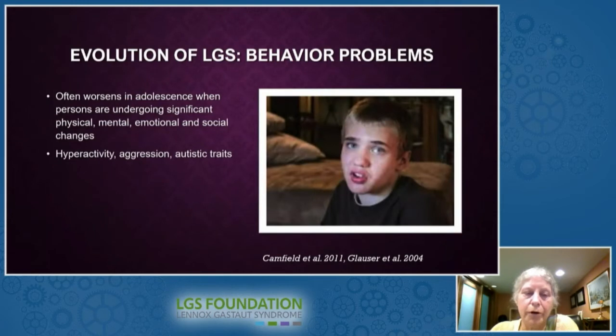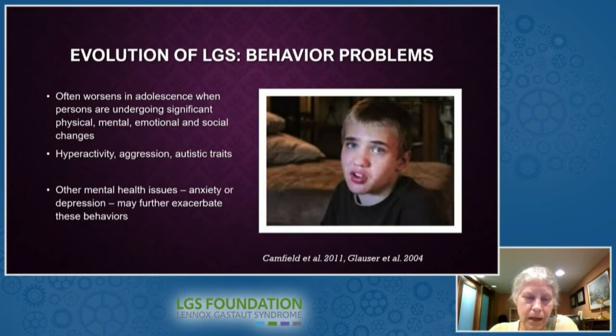Looking at behavior problems, this is often a very significant problem, particularly in adolescence and adulthood. Oftentimes we see worsening behavior in adolescence when we are seeing significant physical, mental, emotional, and social change as well. Many of these individuals have problems with hyperactivity, with aggression, with autistic traits. And this can be very, very challenging for caregivers and families. Other mental health issues like anxiety or depression can also further exacerbate these behaviors.